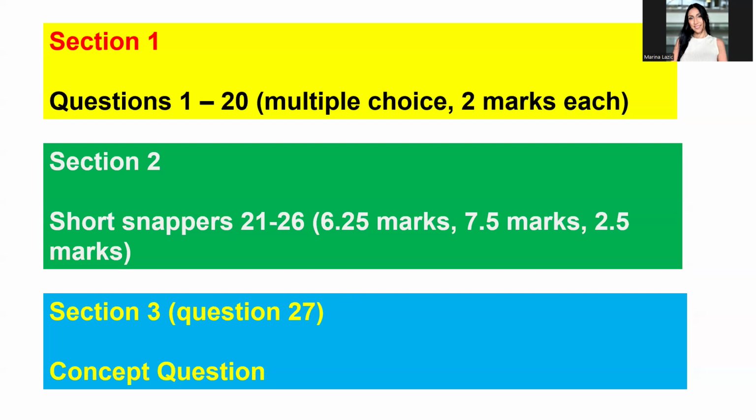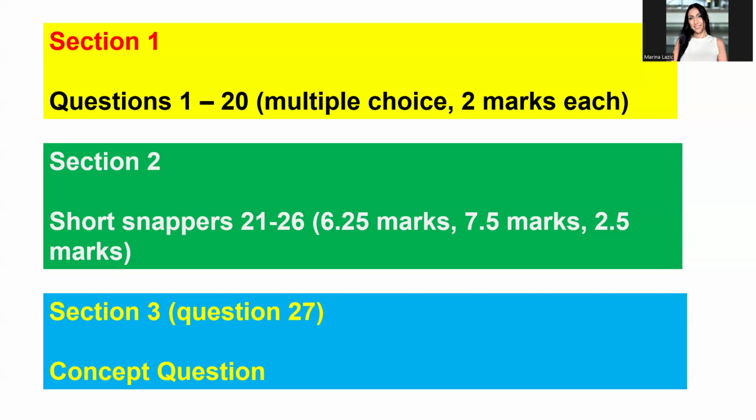So there will be three sections of questions. Section one is multiple choice, each of them worth 2 marks. Section two is short answers, from question 21 to 25. The marks are variable. I have some questions that are 6.25, others that are 7.5, and easier ones that are like 2.5.